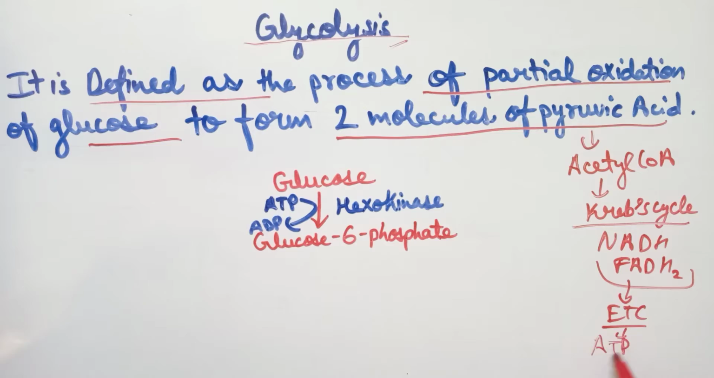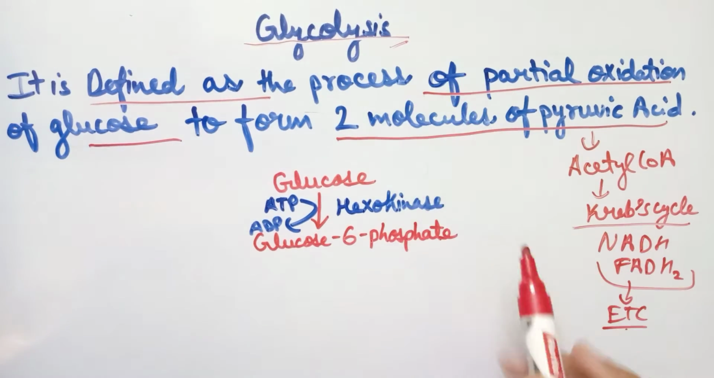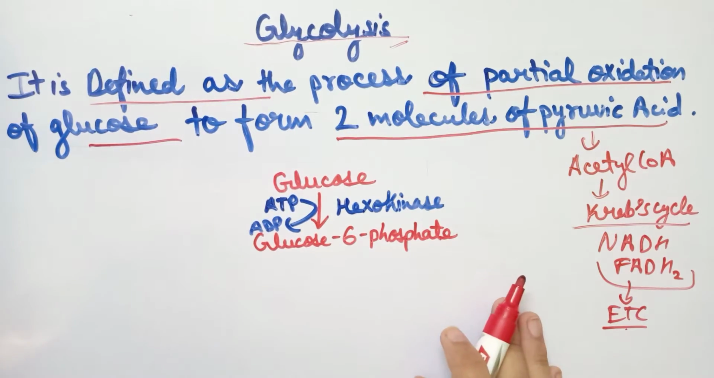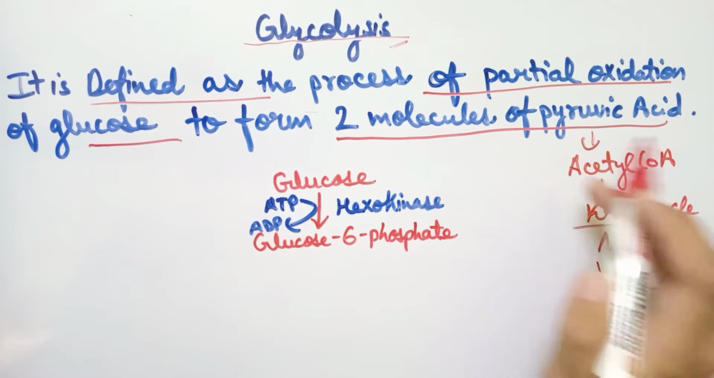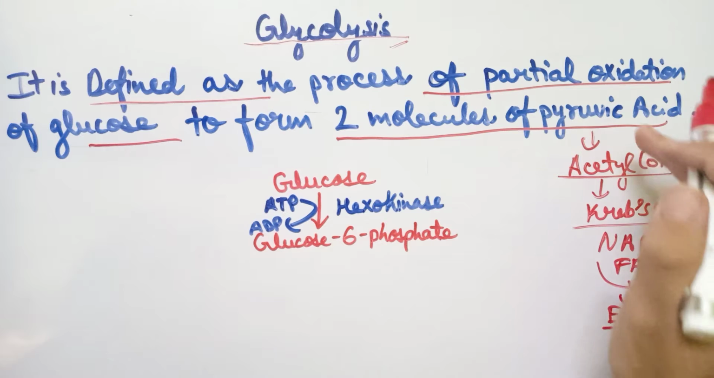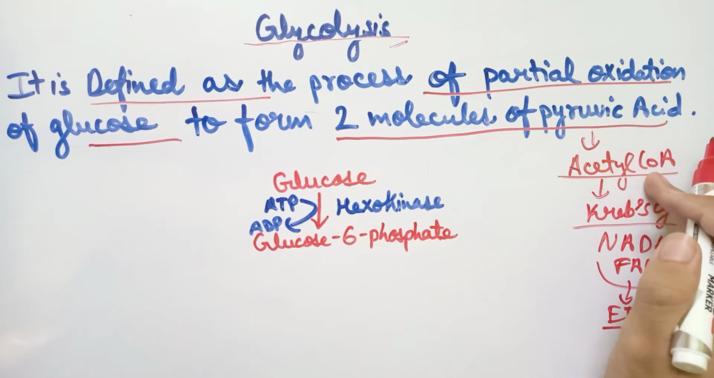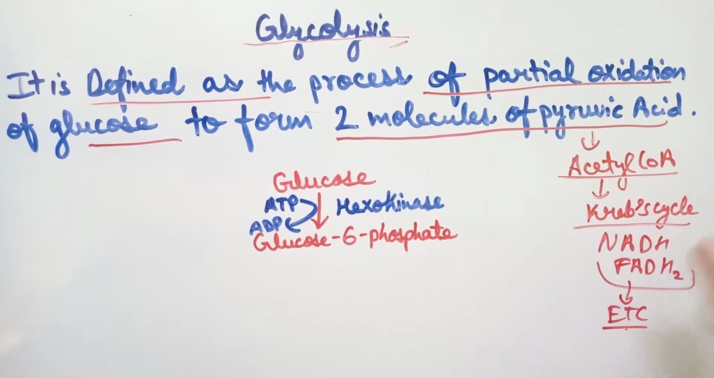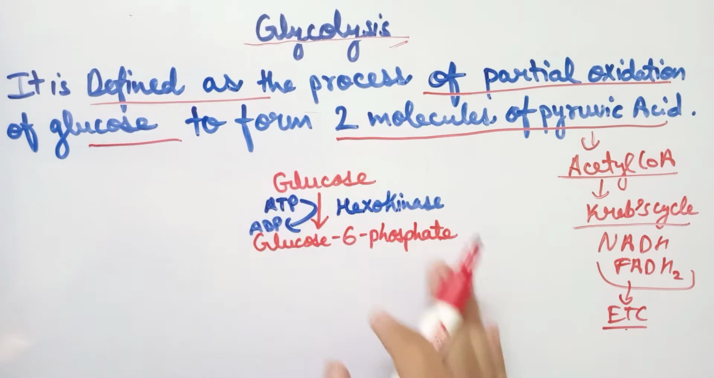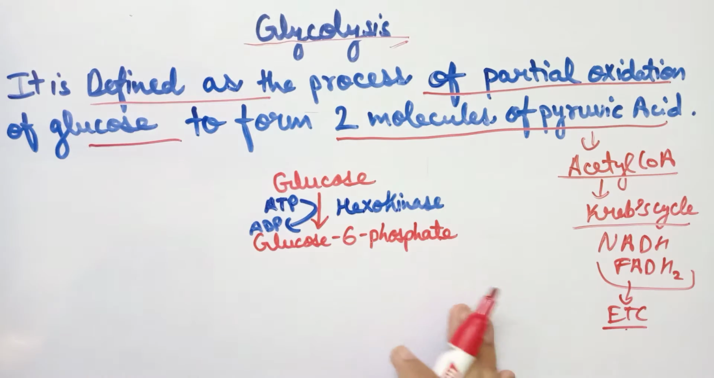So now coming back to glycolysis. It is important in organisms because it produces pyruvic acid, which is a precursor for acetyl CoA. Due to this pyruvic acid, acetyl CoA is formed, and this acetyl CoA further enters the Krebs cycle and helps in respiration in organisms. That's why it is very important to study glycolysis.